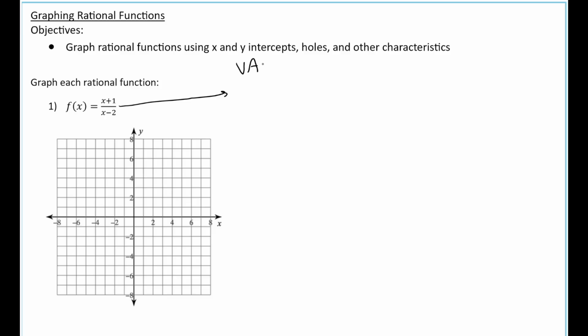So remember, for the vertical asymptote, we look at the denominator, which in this case is x minus 2. And all I need to know is what makes this equal 0, because we can't divide by 0. So I know that if I plug a 2 in, that will make this equal 0. So that is where my vertical asymptote is. I have a vertical asymptote at x equals 2. So I'm going to graph that. I have a vertical line dashed at 2.